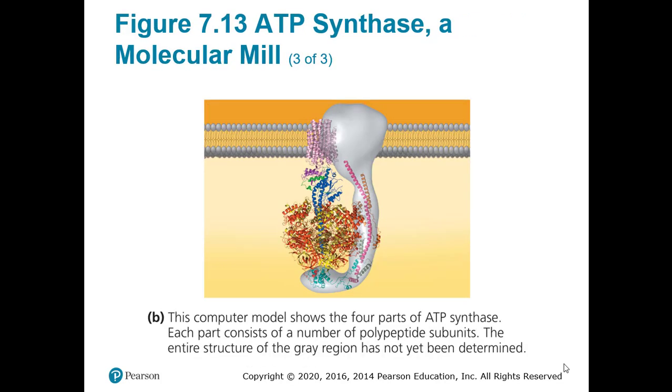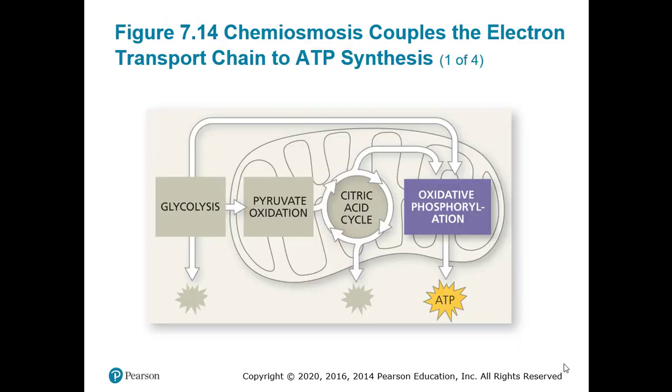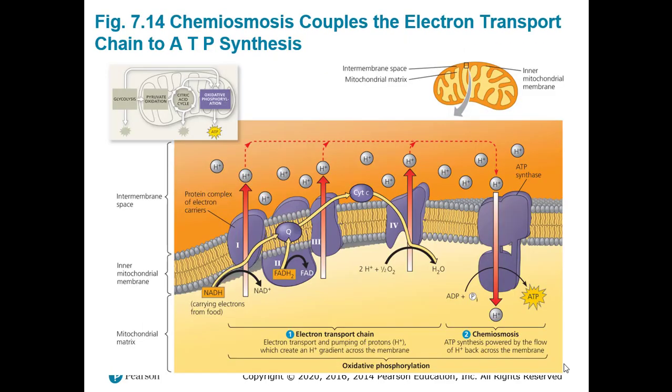This is just showing you the computer model with the actual ribbons of the 4 pieces of the ATP synthase. You have a whole bunch of different polypeptides that work in this. We don't know how all of it works, but we do know that some of it rotates. Oxidative phosphorylation is where we're going to get the majority of the ATP. Again, I don't want you to know all those 50 million steps and all those different carriers.